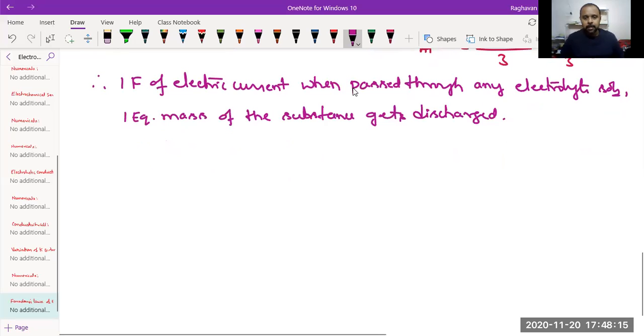Therefore, can we give an expression for electrochemical equivalence Z using this? What is basically Z? Z is the mass of the metal displaced by passing 1 coulomb of charge. Right? If 96,487 coulombs, that is 1 Faraday, can liberate 1 equivalent mass, 1 coulomb can liberate how much mass? That gives Z. That's all. So now, the expression for Z.